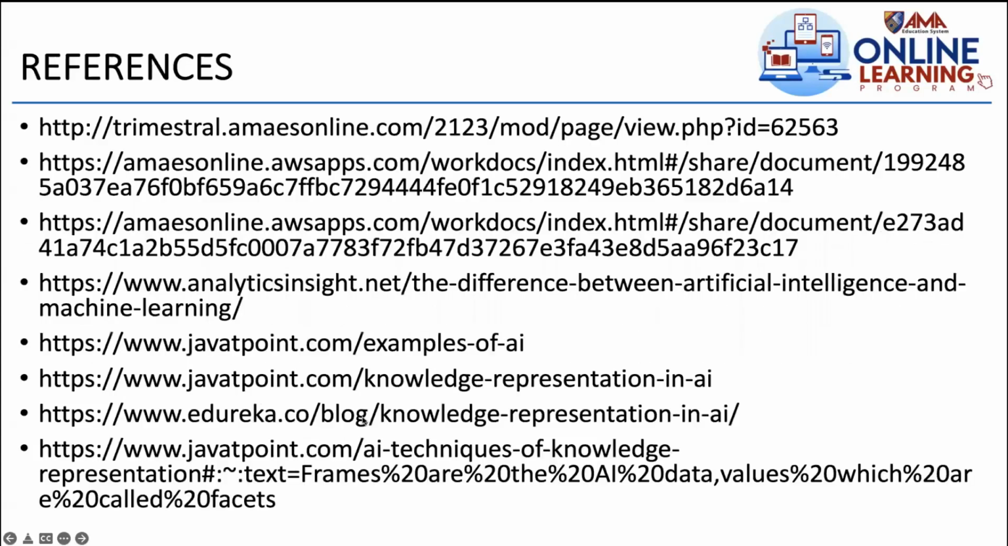Okay, class, so I think that's it. Yes, these are the references. I added this one for the 5th, so you can refer to this for more exploration.